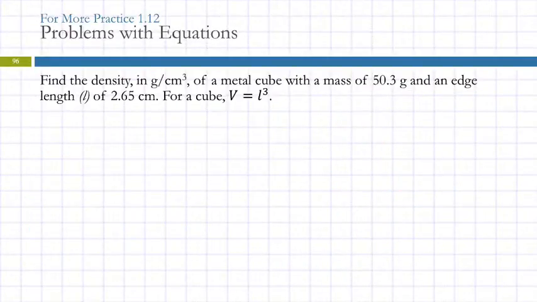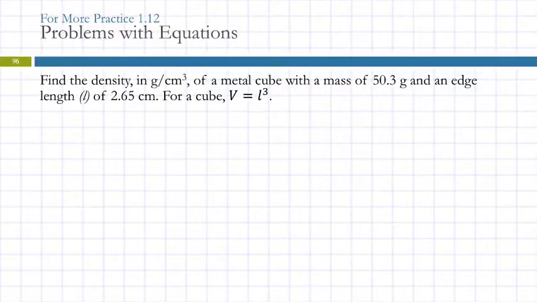Let's do this one. Find the density in grams per cubic centimeters of a metal cube with a mass of 50.3 grams and an edge length of 2.65 centimeters. For a cube, volume equals length cubed. I would like to believe that you all remember your equations of volume from geometry, but I'm not going to count on that. So this would be a good test question. I'm giving you the equation for the volume, and you've got everything else you need there.